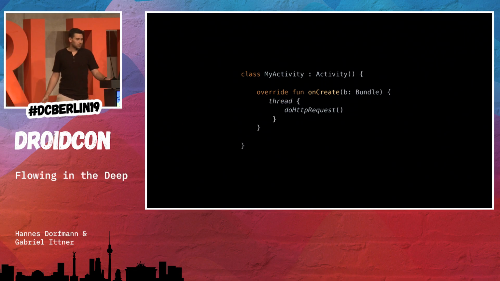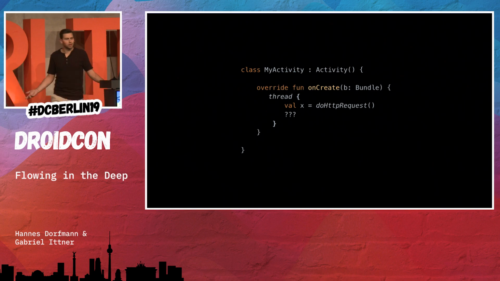But the next question is like, what do we do once we get the result back? So now we have this X, how do we proceed from there? Okay, on Android, we could wrap it into a runnable and put it on the main looper to get it back to the main thread and execute it then with the result where we manipulate the UI somehow with the result that we got from the backend, right?